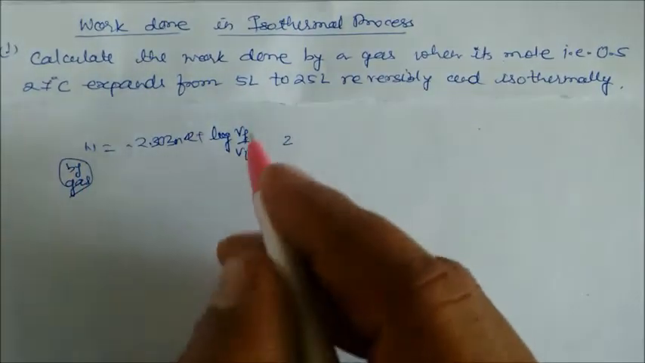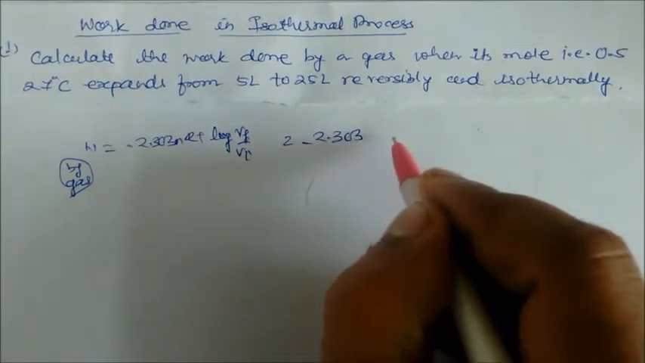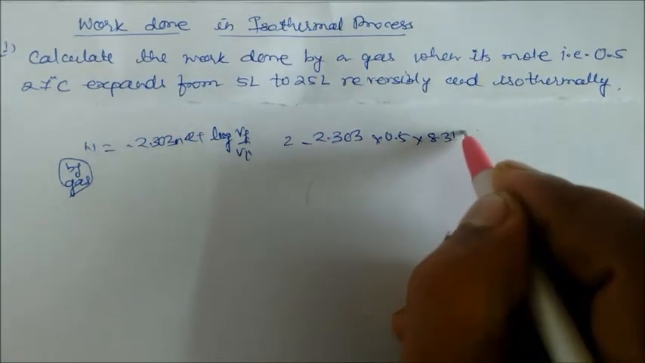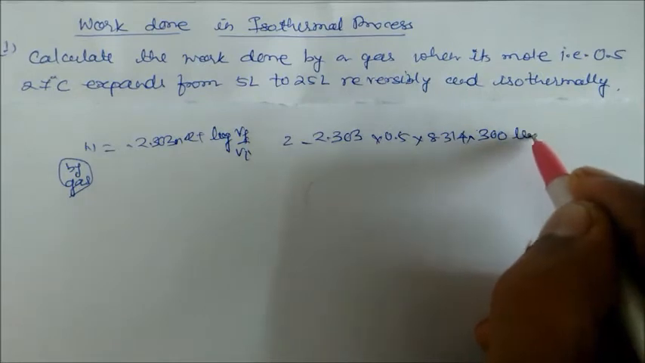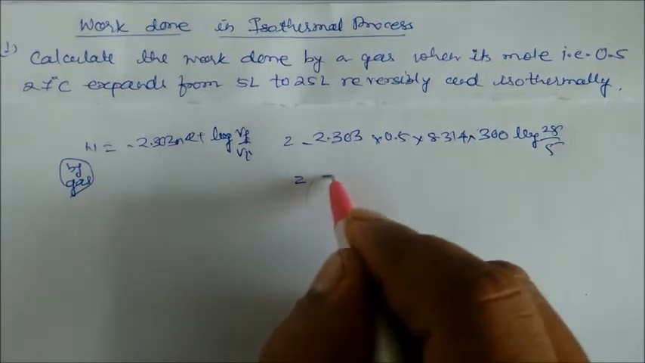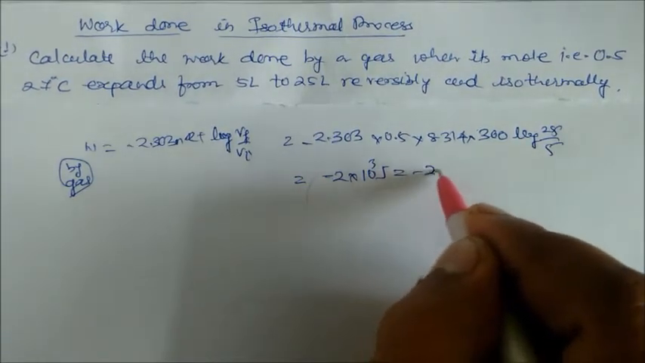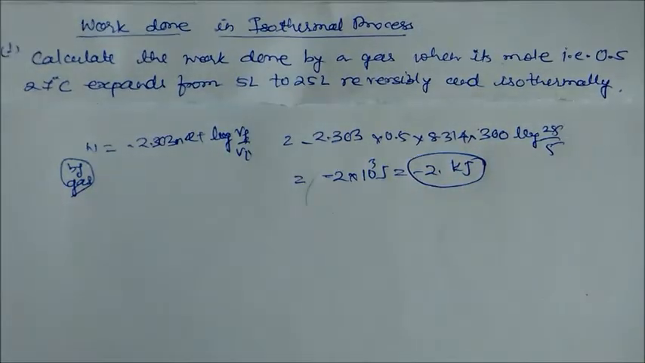Just put the values, because given here 25 liters final volume, initial volume 5 liters, mole is given here, temperature given here, so we can directly put the values and get the answer: 2.303, n is 0.5, 8.314, and temperature is 327 degrees centigrade, and log is 25 divided by 5. On solving, we will get the answer minus 2 into 10 power 3 joule, or we can say minus 2 kilojoule. So this is basically our answer.